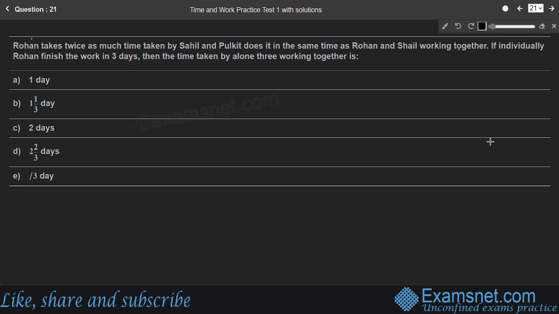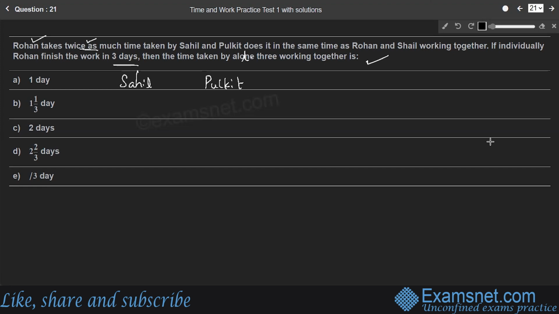Question 21. Rohan takes twice as much time taken by Sahil and Pulkit does it in the same time as Rohan and Sahil working together. If individually Rohan finished the work in 3 days, then the time taken by all three working together is. So let us understand the question first. Rohan takes twice as much time taken by Sahil and Pulkit does. So we'll consider Sahil and Pulkit and their work.